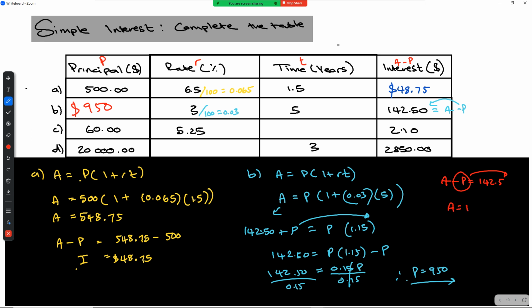So A equals 142.5 plus P. And then I put that whole thing in for A, replacing A, and then solving it. Here, 1.15 minus 1 is 0.15. Just as a note for that.